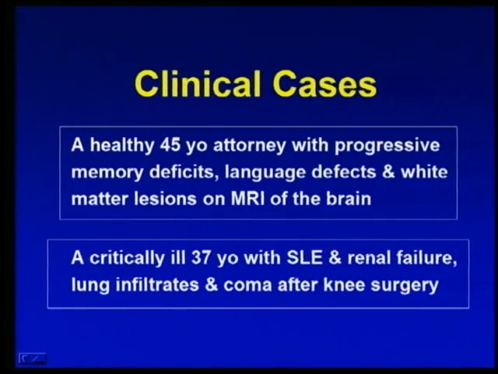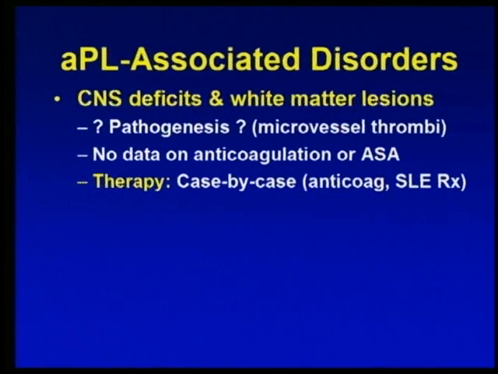To finish up, let me come back to our gentleman, the attorney with progressive memory deficits, language deficits, and white matter lesions, and our patient who's now critically ill, who has lupus and developed multi-system failures after knee surgery. Our 45-year-old again has an antiphospholipid-associated neurologic disorder. These patients typically have white matter lesions, so definite CNS deficits. But it's not due to thrombosis. It's not due to arterial or venous clots.